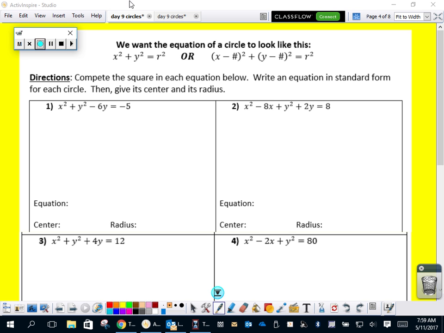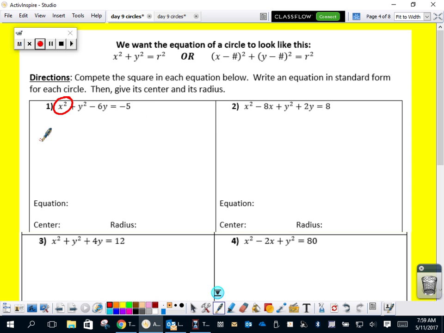Alright, so we're going to complete the square in each equation below. Write an equation in standard form for the circle. So I'm going to give the center and its radius. So I would take a color and circle my x squared. Is there anything else with an x in it?